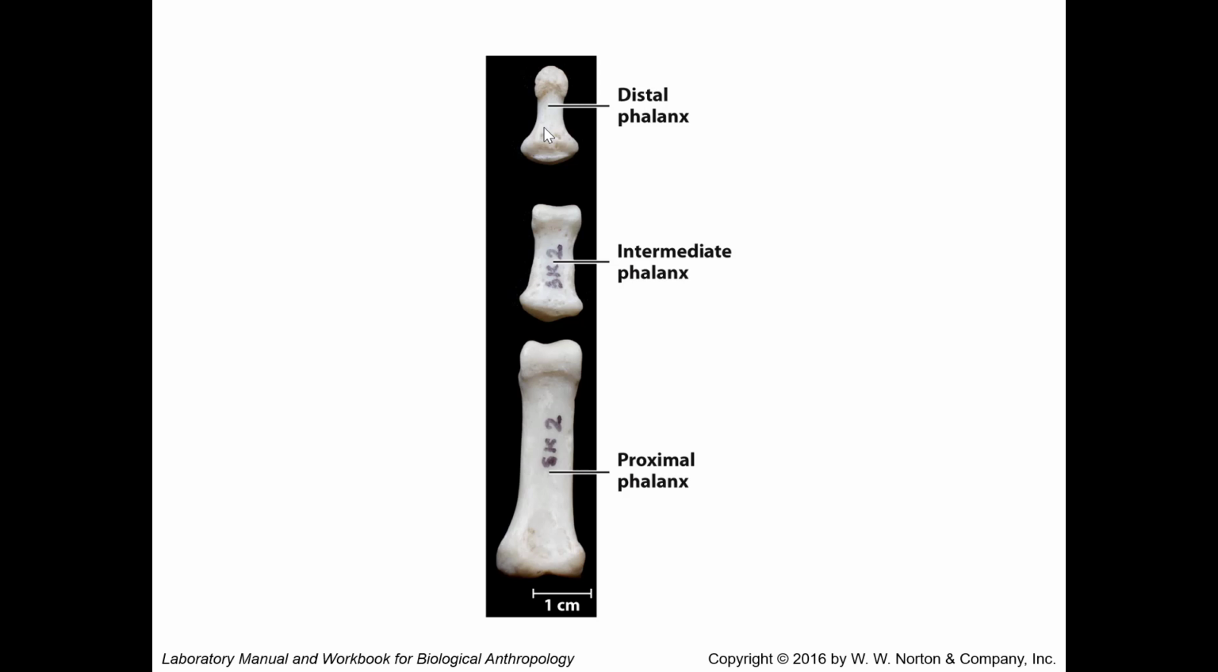The four fingers each have three phalanges, and those that you can see here are our proximal phalanx, our intermediate phalanx, and our distal phalanx. So now we've completed the clavicle, the scapula, the humerus, the radius and ulna, carpals, metacarpals, and phalanges. So we've completed the upper half of the body. So now we're going to move on to the pelvis.